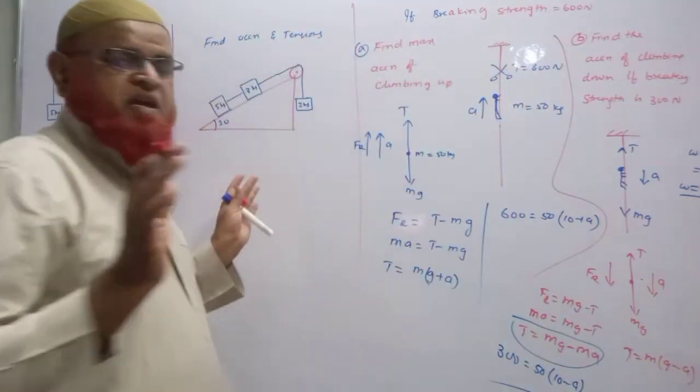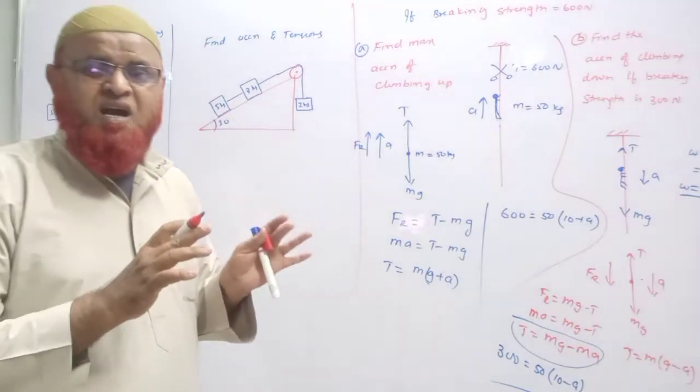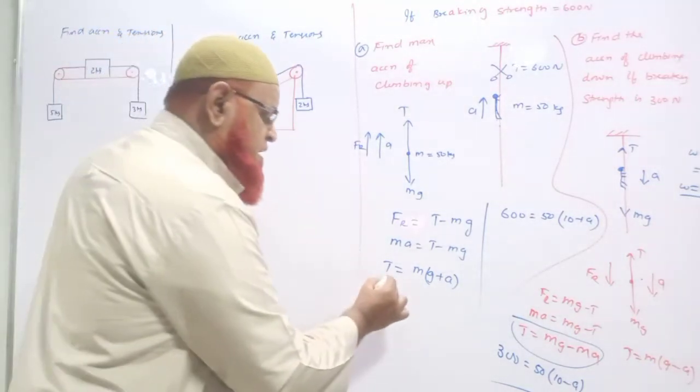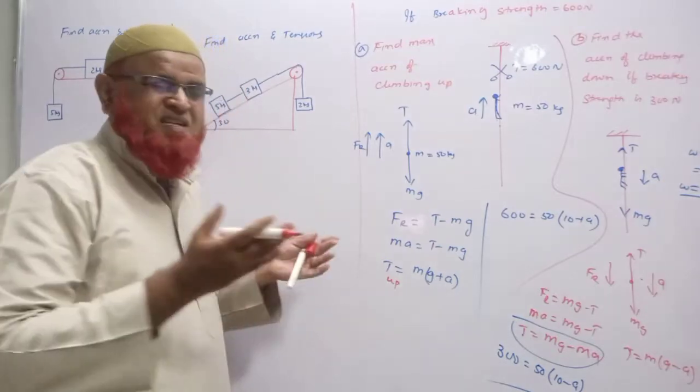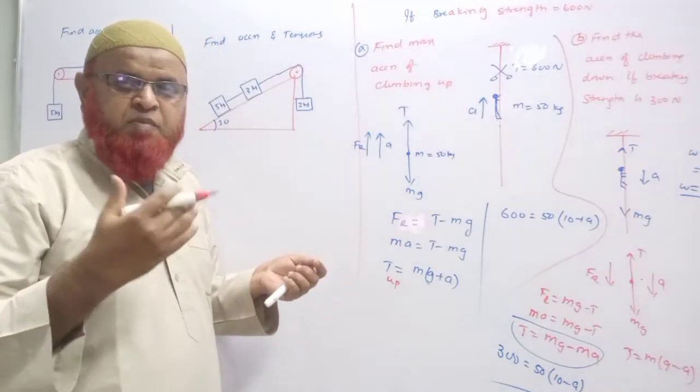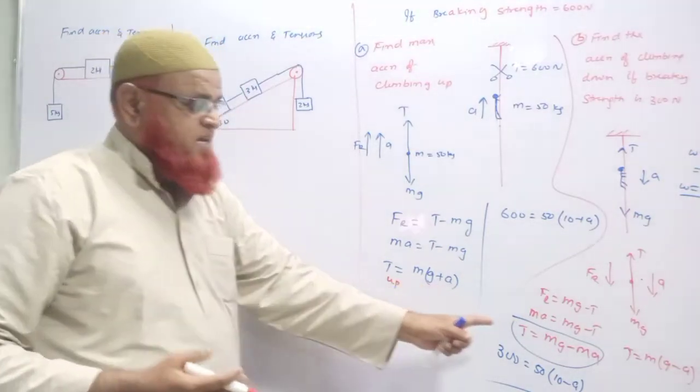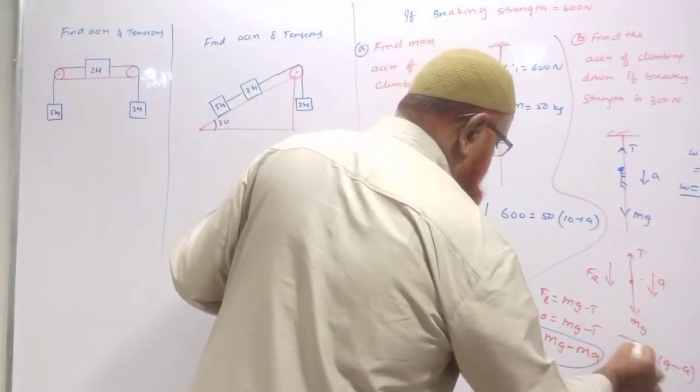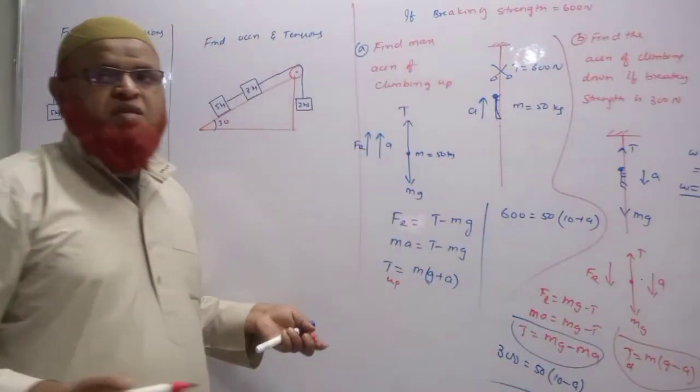And there is one general formula here. What is the general formula? Tension when something is going upwards, T up, is going to be m into (g plus a). And tension when it is going down is going to be m into (g minus a).